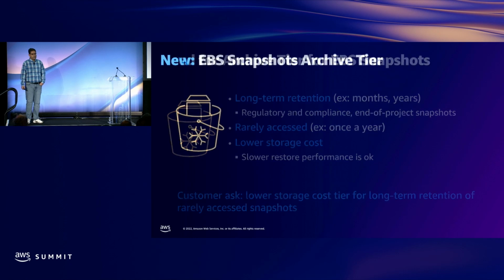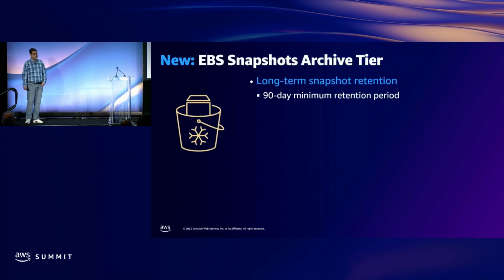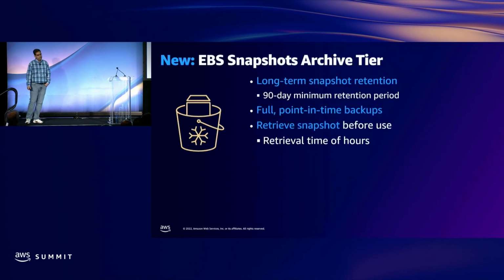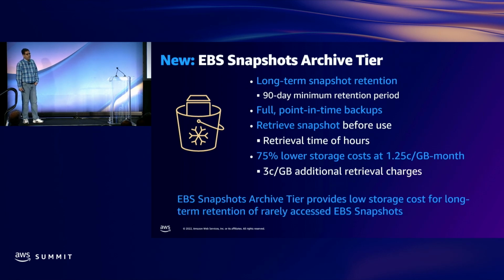So the team innovated, and what they came up with is an EBS snapshots archive tier. I'll build the slide up. Here, what we support is long-term snapshot retention. It's a 90-day minimum retention period. These are full point-in-time backups. So unlike the previous one where we talked about always being incremental, these snapshot archives are full. You can retrieve the snapshot before use. Retrieval time is in hours, and we'll cover that.